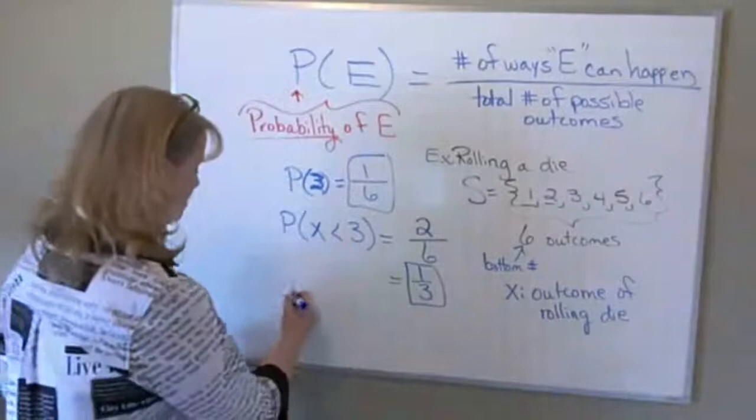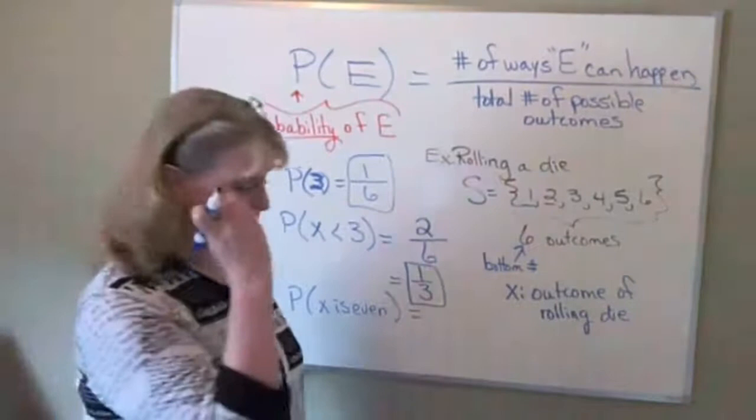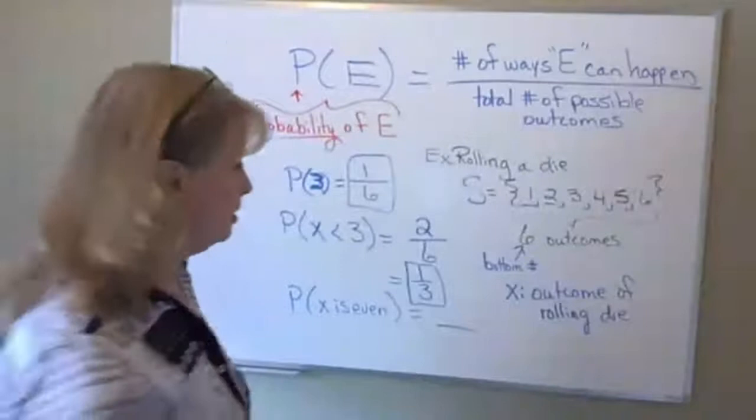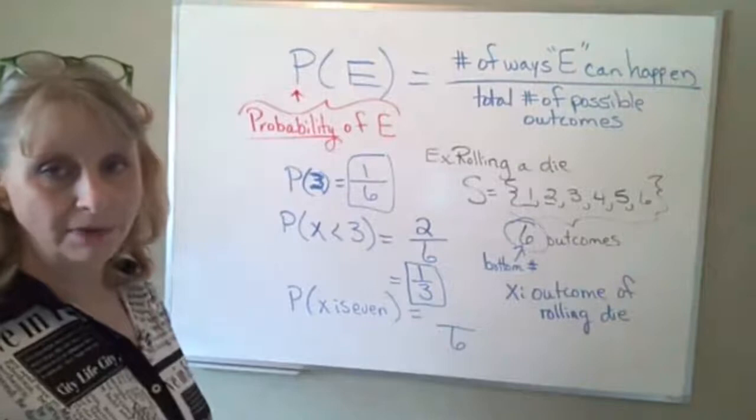Okay, another probability. What if I said probability that X is even? What do you think the top number in the probability is, and what is the bottom number? First of all, the bottom number should be easy because the bottom number for every one of these is 6, because that's how many total outcomes there are. What should the top number be if I'm doing the probability that I roll an even number? You can type in the chat, or you can talk to me.